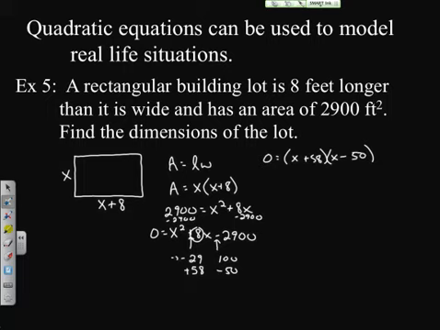Remember the zero product property: x plus 58 equals 0, x minus 50 equals 0. So in this case, we subtract 58 and get negative 58. In this case, we add 50 and we get 50. Now we have to think about this. This is a real life situation. It's not possible for our dimensions to be negative. You don't say that something's negative 58 feet long. So we find out that this side is 50 feet, then this side is 50 plus 8, so this side would be 58 feet. So those are the dimensions of this lot.